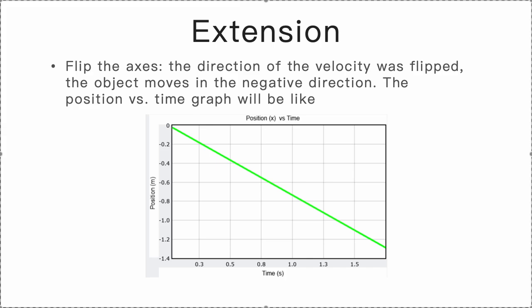If I flip the axis, then the direction of the velocity is flipped. The object moves in the negative direction. The position versus time graph will be like this graph. As you can see, it is moving to the negative.